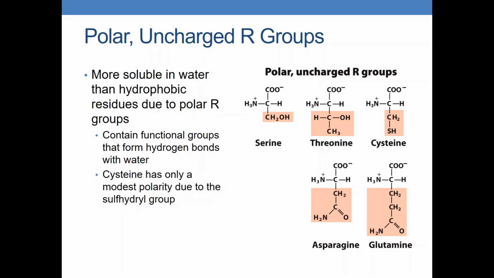Cysteine is an outlier here because its polarity is contributed by its sulfhydryl side chain, so this is a sulfhydryl group. If you look at this, it will look a lot like an alcohol, just now you have a sulfur in place of the oxygen. Its polarity is contributed by its sulfhydryl group, but that polarity is quite modest. Cysteine is a weak acid and can make weak hydrogen bonds with oxygen or nitrogen.